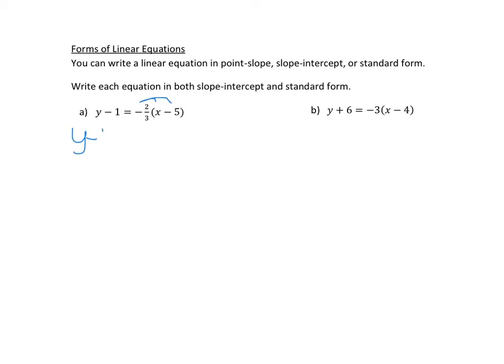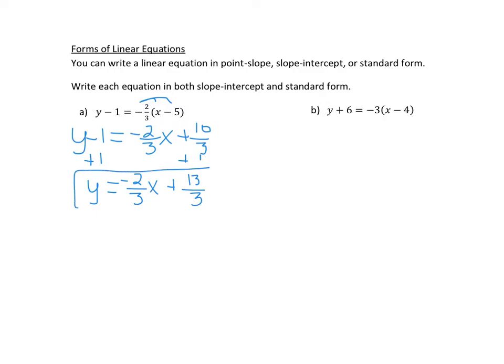So y minus 1 equals -2/3 x plus -2/3 times -5 is +10/3. Go ahead and leave it as improper fractions or fractions. I need to get y by itself, so I will add 1 to both sides. And I have y equals -2/3 x plus 10/3 plus 1 is 13/3. That is slope-intercept form.